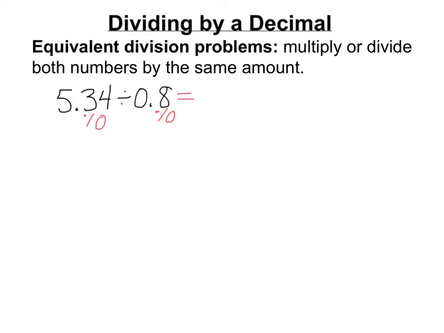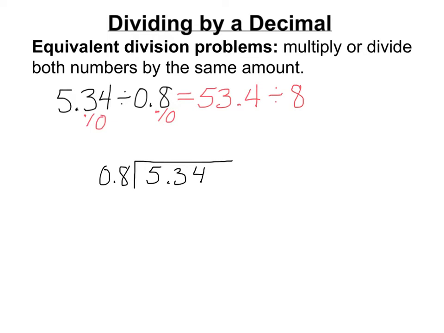And so my new problem, if I move the decimal over there once, is going to be 53.4 divided by, and then the decimal here will move over once, 8. But the way we set this up is going to be a little bit simpler than that. We're going to put it in a division box. 5.34 is the first number, so it goes in. And 0.8 being the second number goes out.